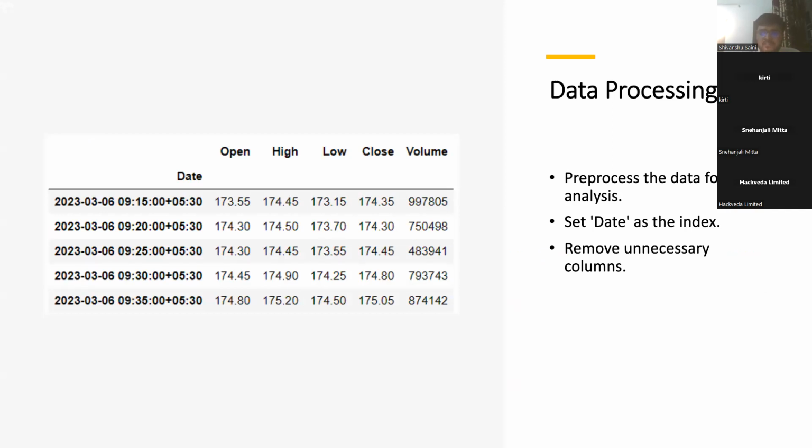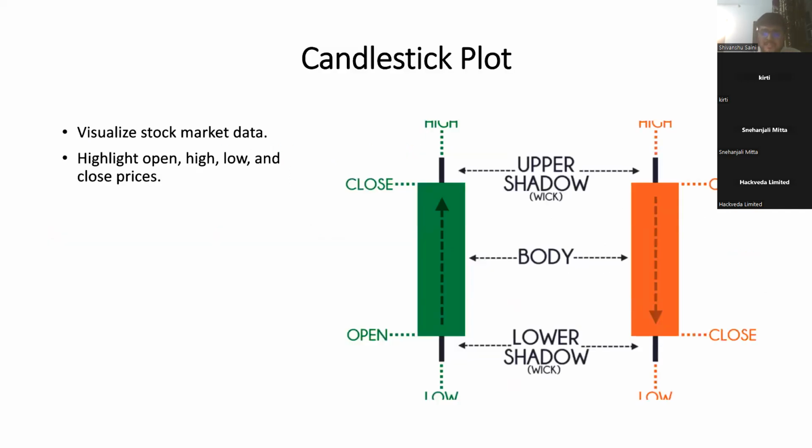Before diving into visualization, we need to process our data. This involves steps like setting date as index and removing redundant columns, and ensuring that we have clean and structured data for analysis, because if our data is not pure, then we will not get precise results. Then this is about the candlestick plot. This visual representation allows us to analyze stock market data, with each candlestick providing insights into open, high, low, close prices for specific time periods. Here, green shows a bullish approach, and red shows a bearish approach.